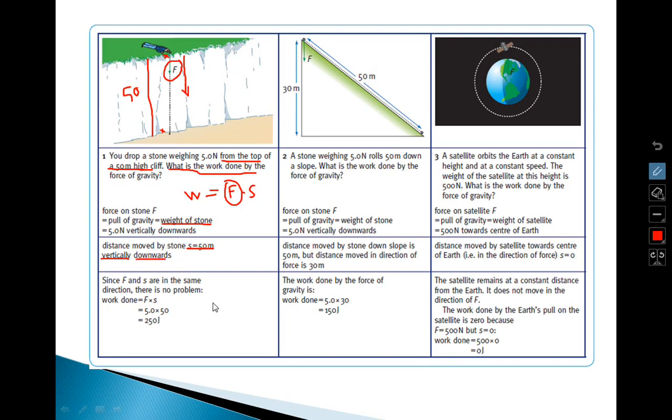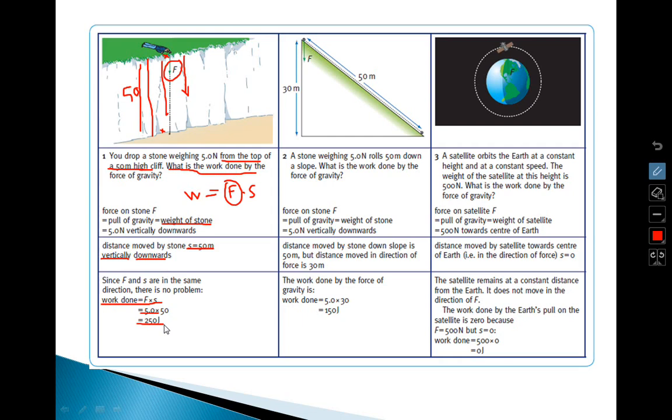So it's easy now to find the work done, which is F times S. F and S are in the same direction. F in this direction, S in the same direction. So we just put F times S, which is 5 times 50, equal to 250 joules.